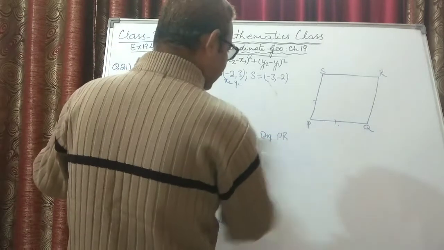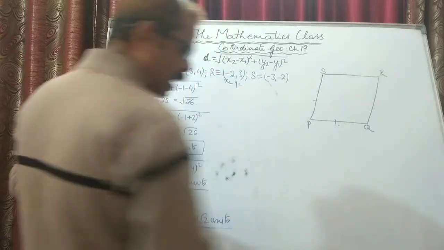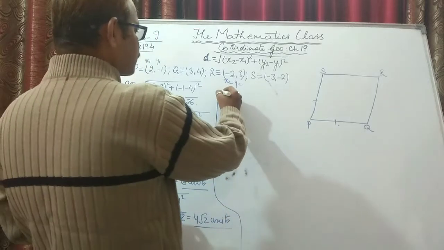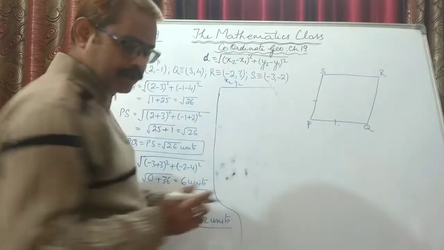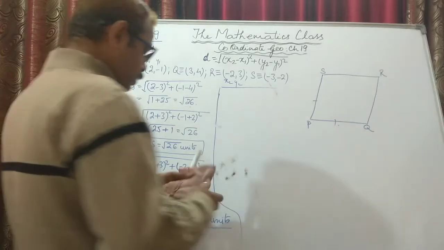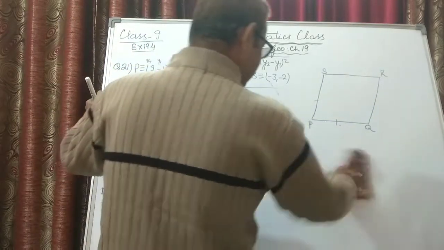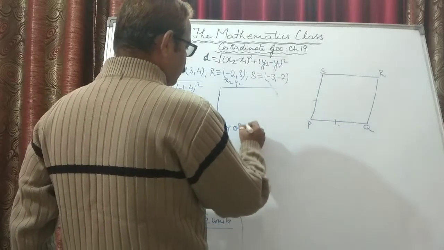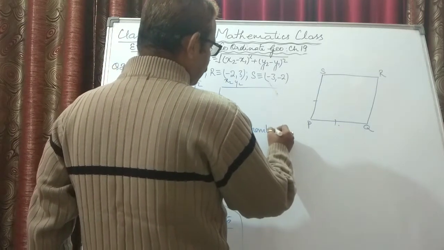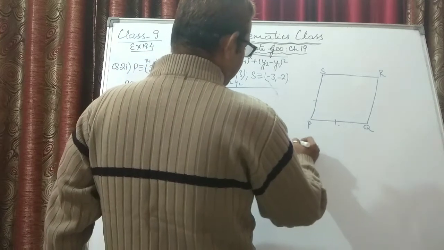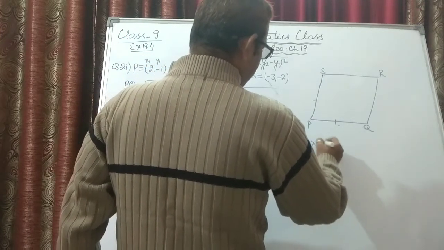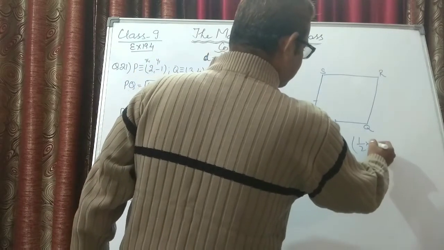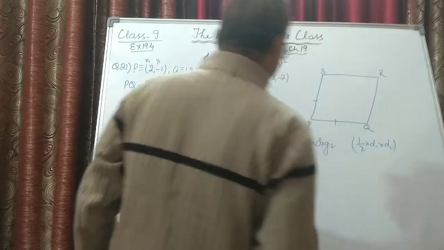So we all know that the area of the rhombus is half into diagonal 1 into diagonal 2. This we have not done. This is a part of mensuration that we'll be doing later on. But for your reference, I am just telling you that area of rhombus is equal to half into diagonal 1 into diagonal 2 always. Half into d1 into d2, that is the area of the rhombus.